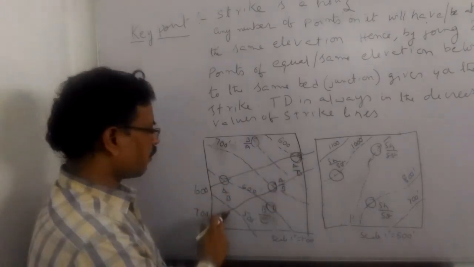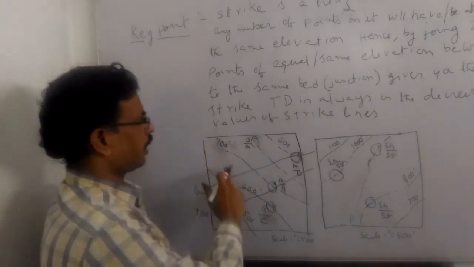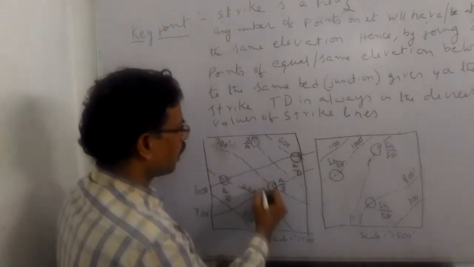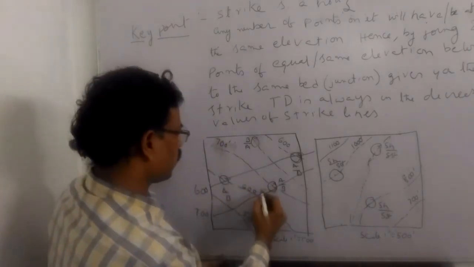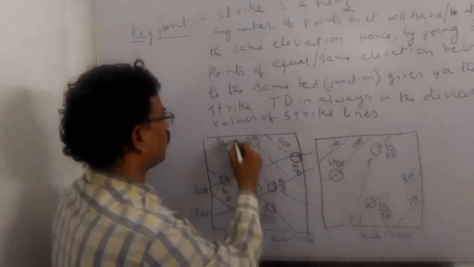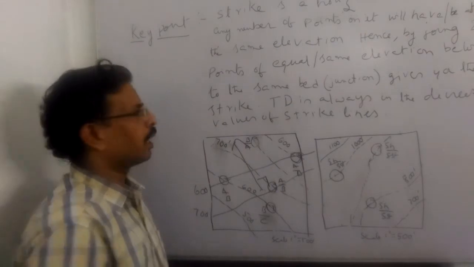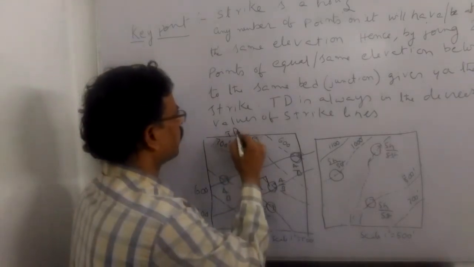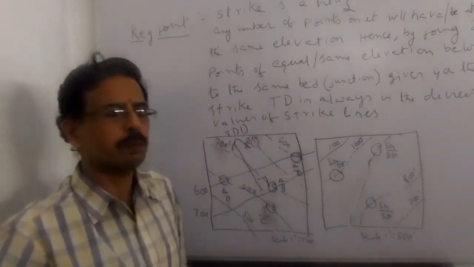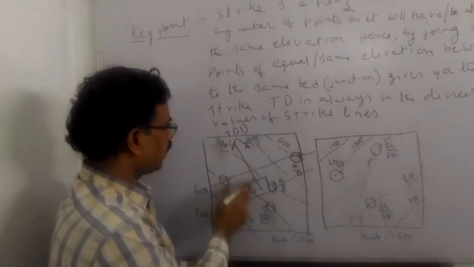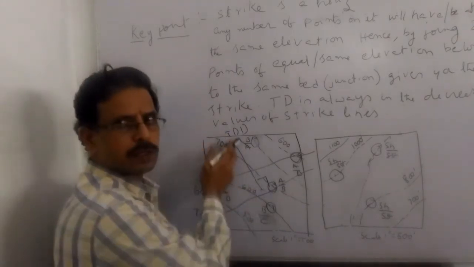The strike line values are decreasing in this direction, upward. So if you draw a perpendicular line to this line, that will be the true dip direction, because the strike lines are decreasing in this direction.